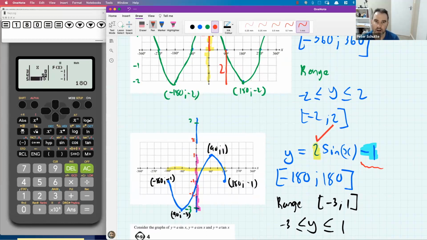But another way of thinking about this graph is it's basically the sine graph that went down by 1 unit to get to here. And then instead of only going up by 1 unit, it's gone up by 2. And the reason it goes up by 2 is because of that 2 in front.